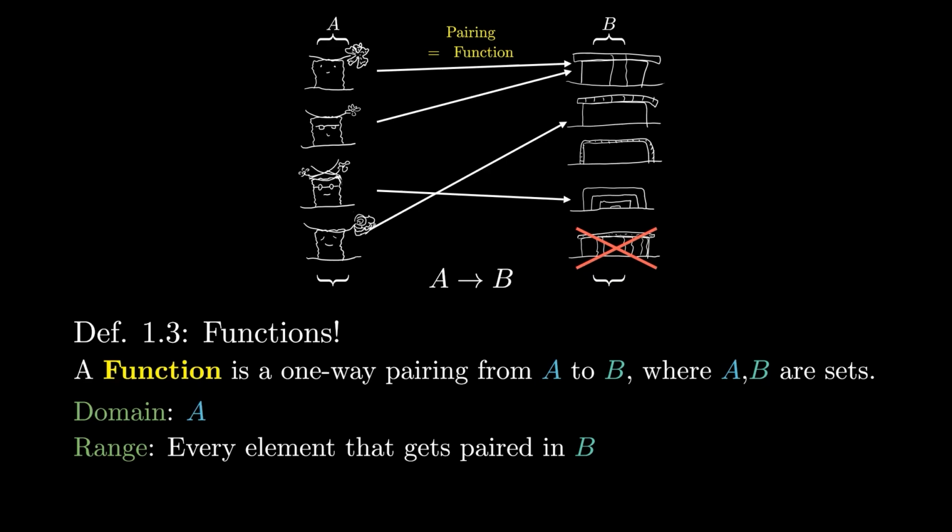To entertain your curiosity, B is not the range but is instead called a codomain. In other words, A is the domain, B is the codomain, but the range of values that the elements in A are paired with in B is called the range. Our definition is still lacking.